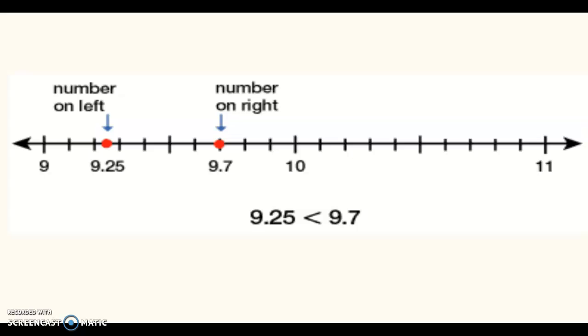We could also use a number line to figure out which decimal is greater and which one is less than. Sometimes we may get confused because some decimals have more digits after them, but that does not necessarily mean that they are greater. 9.25 has more digits after the decimal point than 9.7, but if we look at a number line, 9.25 is on the left, 9.7 is on the right, meaning 9.7 is greater than 9.25, or 9.25 is less than 9.7.